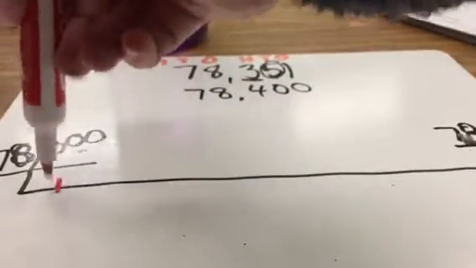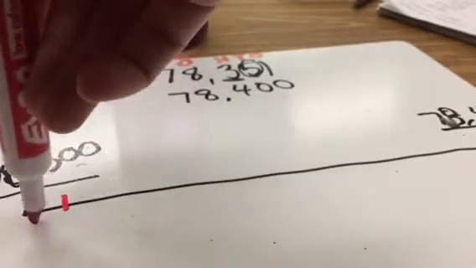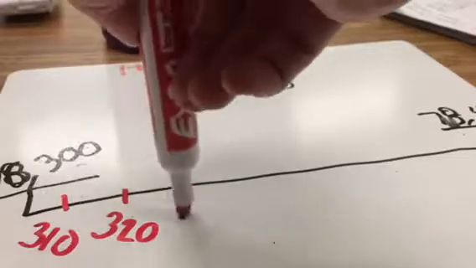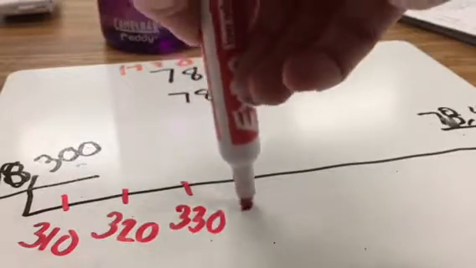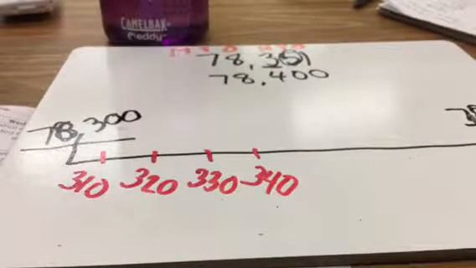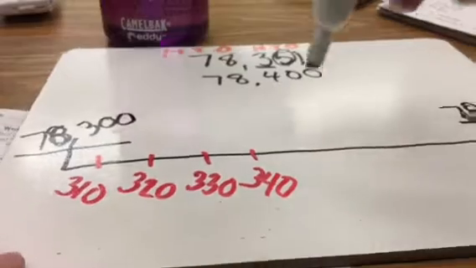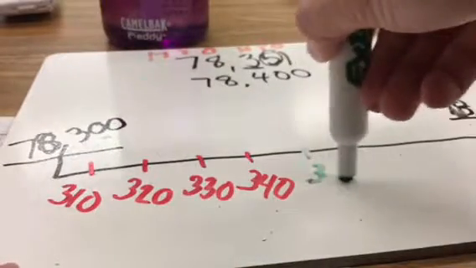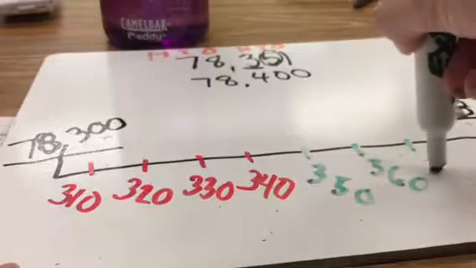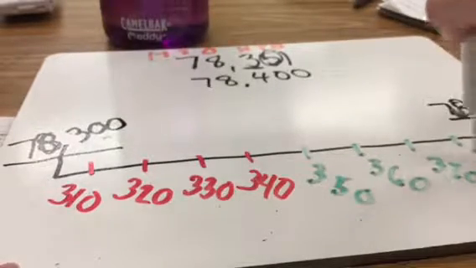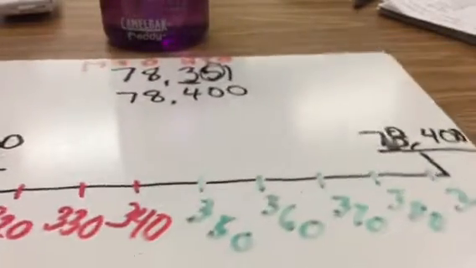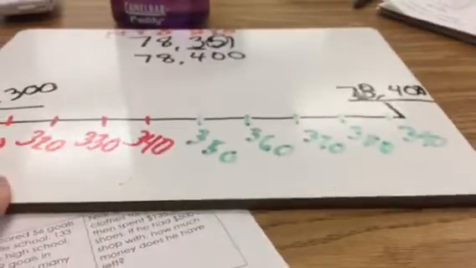So 310, 320, 330, 340. Once I get to 40, I stop my red and I start my green. 350, 360, 370, 380, 390. Now remember, we're not worrying about that 78 part right now.